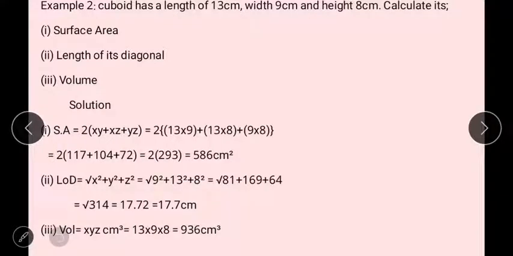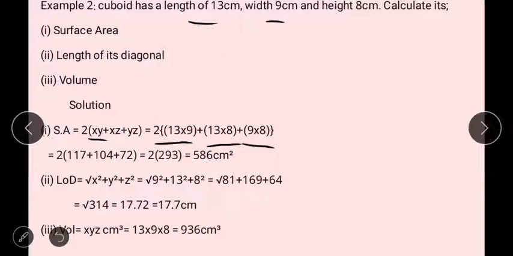Open a big bracket. Now xy means what? Length times the width. You know, I said your x is equal to length and your y is equal to width. So that will be what? 13 times 9 as we have it here, plus xz. xz is what? 13 times 8 plus yz. Your yz is what? 9 times 8. Good.